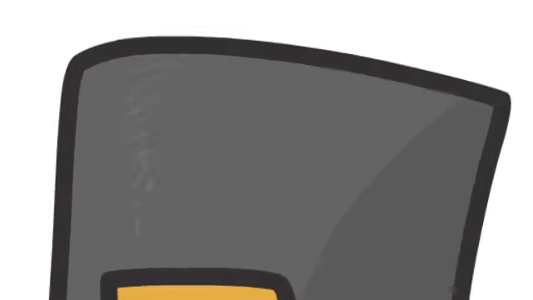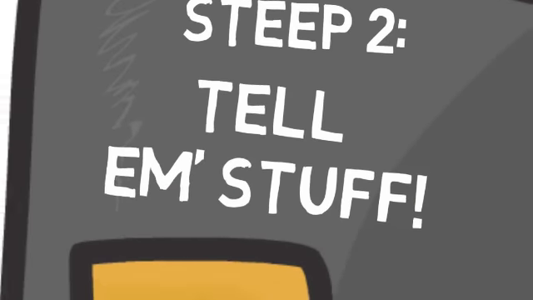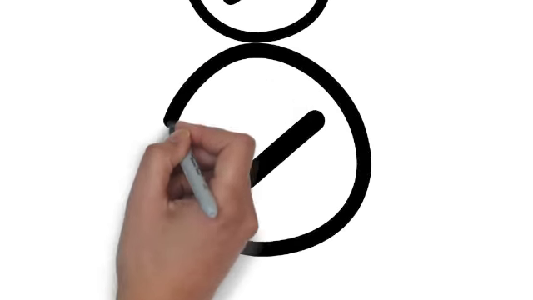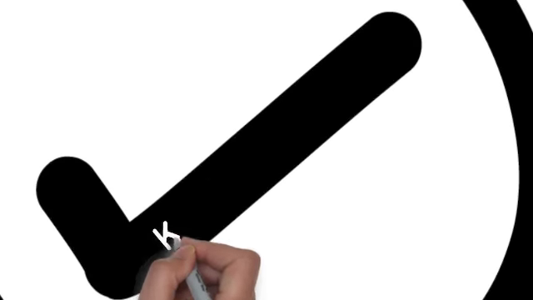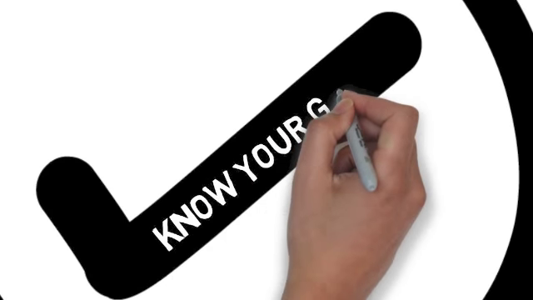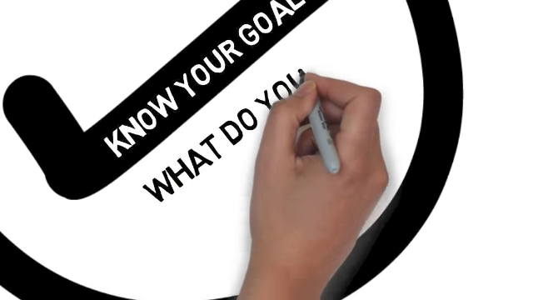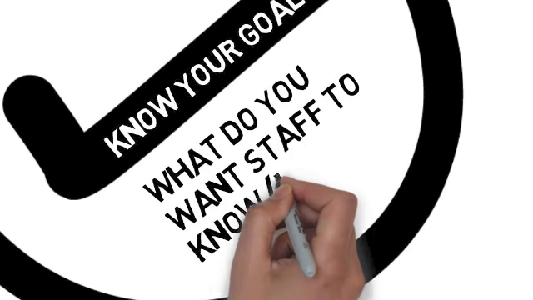Well, congratulations on grabbing your staff's attention. And now step 2 is really all about telling them stuff. In this section, we have 3 small and quick to the points. Number 1 is about knowing your goal. And I think it's really important to ask yourself, what do you want staff to know or do? And use that as your compass as you're developing your content.